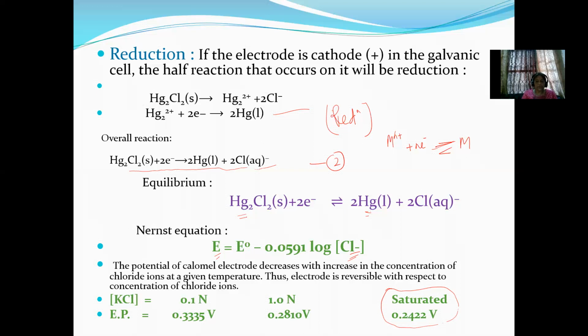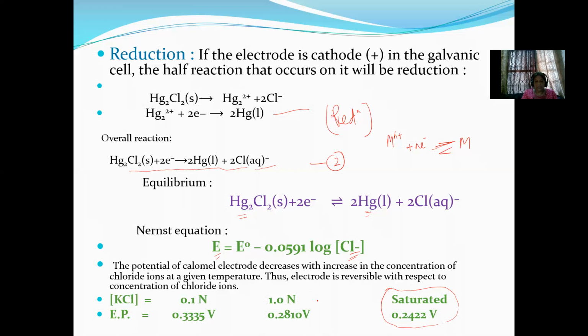So the point to be noted here is that the calomel electrode is a secondary reference electrode. Reference electrode means the electrodes whose potentials are constant or of known values, and here you can see the electrode potentials of three types of calomel electrodes are given, which are not zero. Since their potentials are not zero, they are known as secondary reference electrodes. Calomel electrode is the secondary reference electrode.